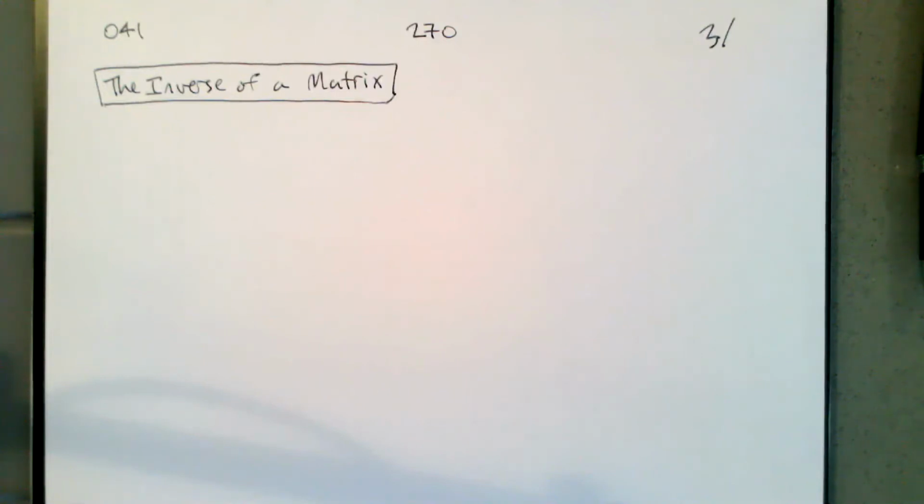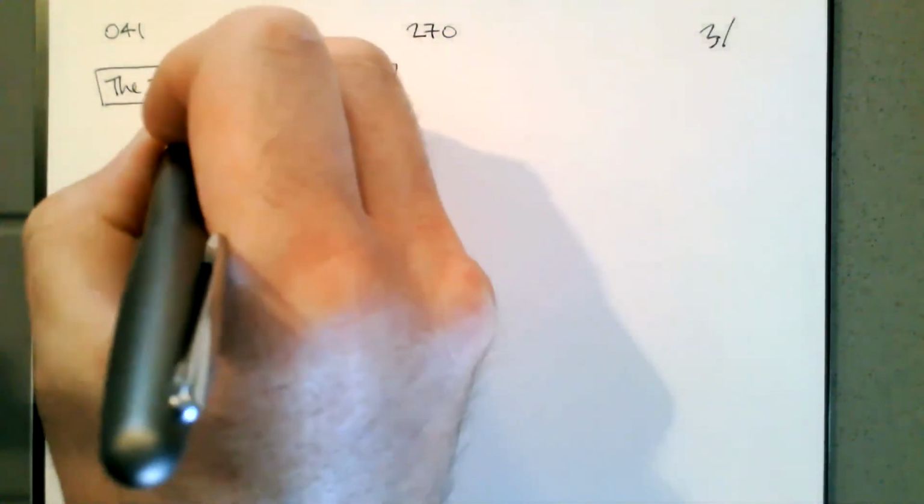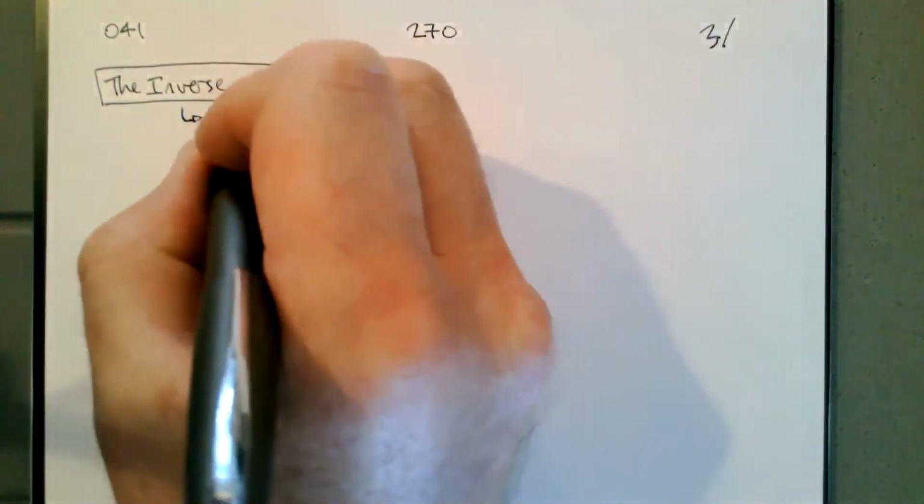Now that we're talking about matrix operations, and now that we've brought up matrix multiplication, we need to talk about the inverse of a matrix. So specifically, we want to talk about the multiplicative inverse of a matrix. When we talk about the inverse of a matrix, we're specifically referring to the multiplicative inverse.